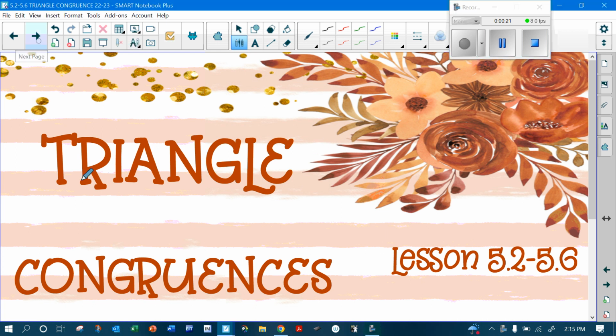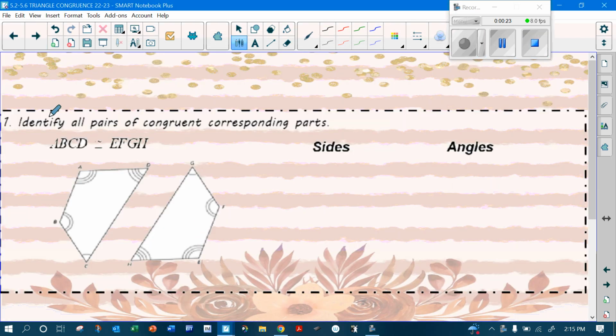All right, so starting with, let's identify all the pairs of congruent corresponding parts. Okay, so we need to look at things that are equal. They have to be corresponding, which means they have to go together, and obviously they're parts. So here we have quadrilateral ABCD, and this is congruent, I know the little congruent symbol got lost, and it is congruent to EFGH.